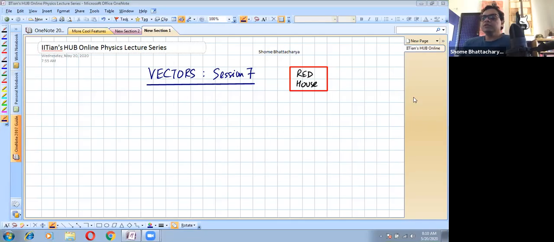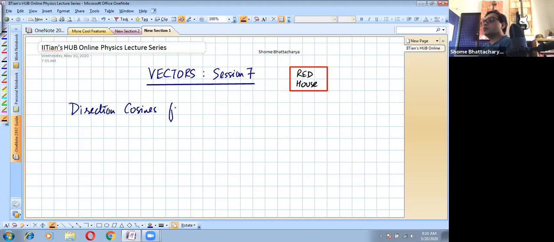So mainly today's session is going to be about dot product or scalar product of vectors. But before that, we will start with one more additional concept related to vectors in 3 dimensions, or the component representation of vectors in 3 dimensions, and that is the concept of direction cosines for a vector in 3-dimensional component notation.